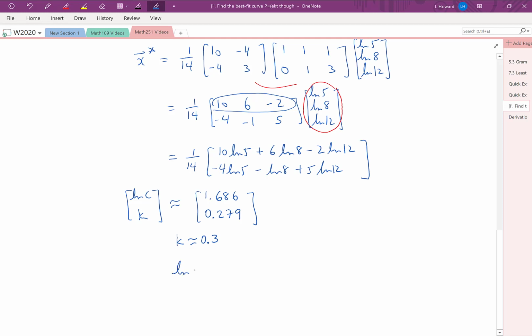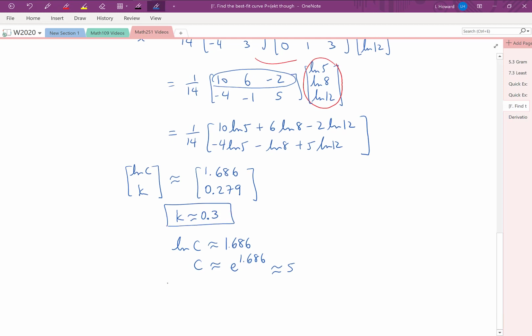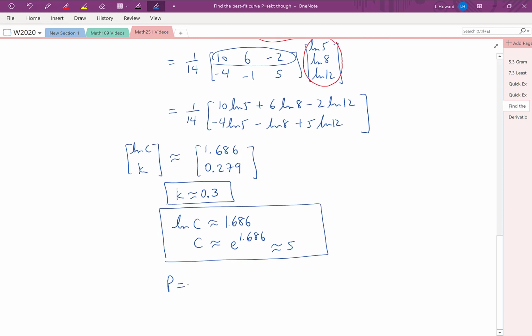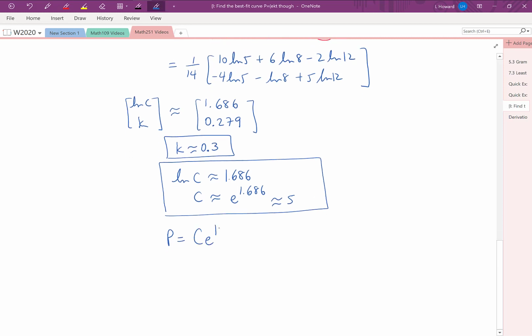If ln c is about 1.686, then that means c is about e to the 1.686. And if we do that to just one sig fig, it's around 5. So k value about 0.3 and c value about 5. Remember that our original equation from the question had the form p equals c e to the kt. So our best fit exponential curve through that data set is p equals 5 e to the 0.3 t.